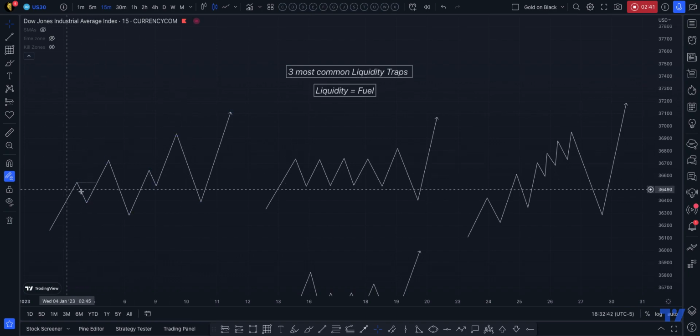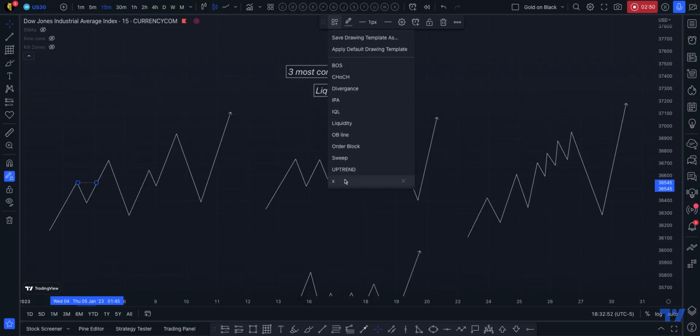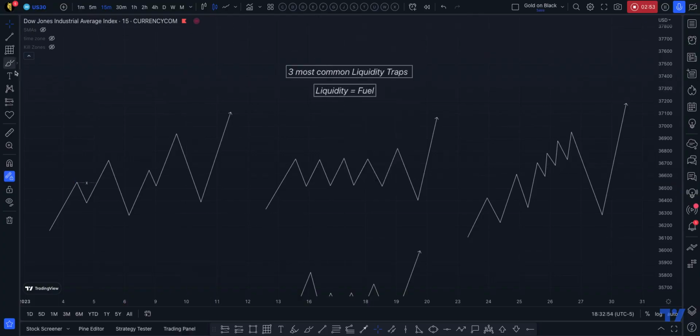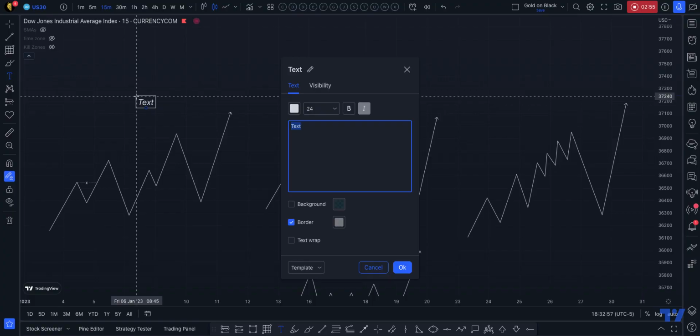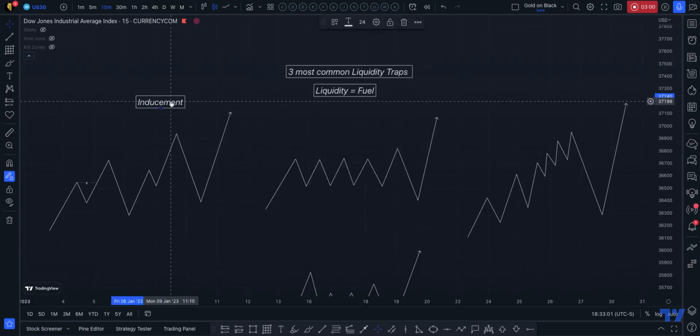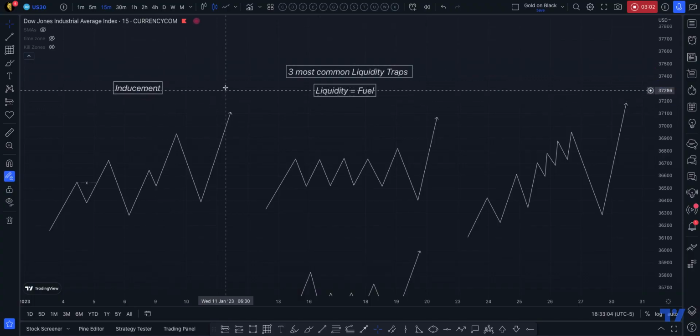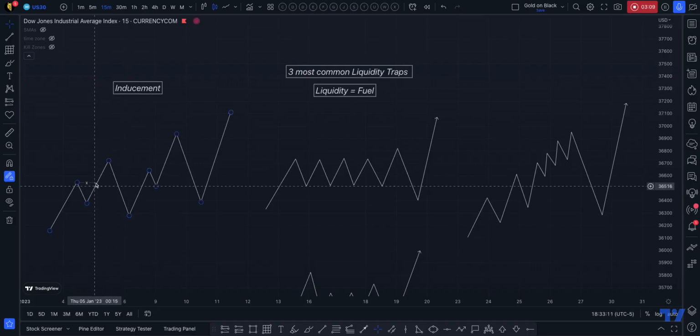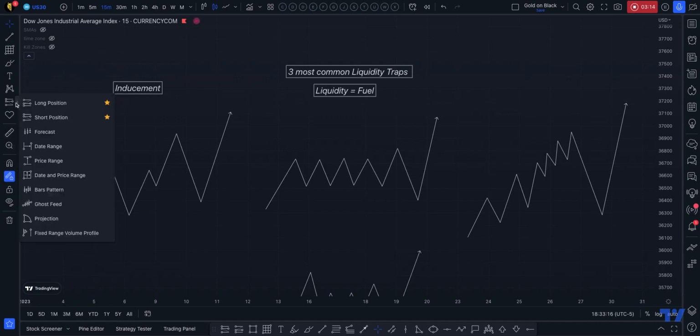All right. In this particular scenario right here, this is not a break of structure. Even though it's breaking that last high, it's not a break of structure. This is called inducement. Okay. Inducement, it's another word for liquidity. Why is that? Inducement basically means that it's inducing people to buy. In this case, right here, the market is inducing buyers to get into trades, most likely aggressive traders.